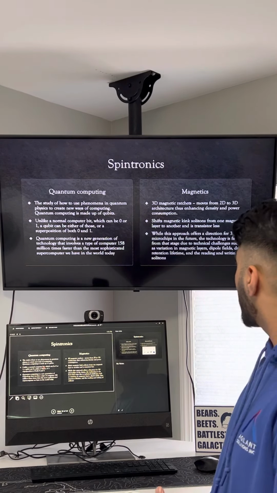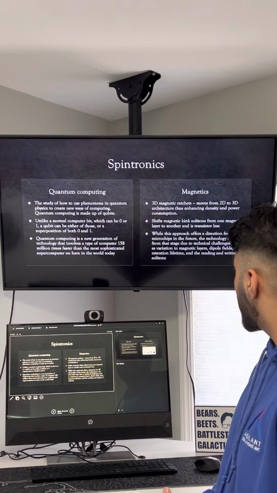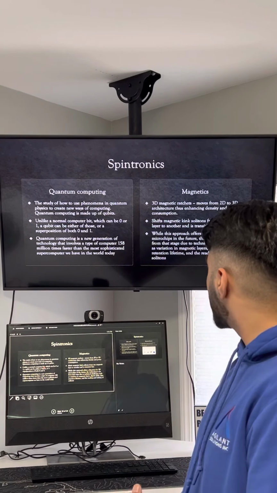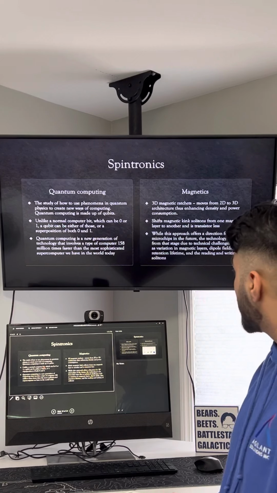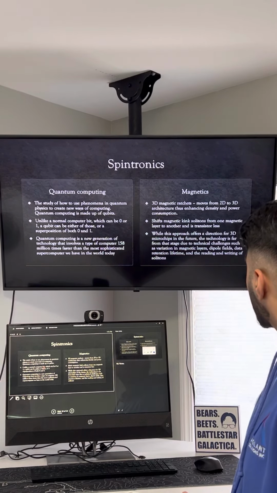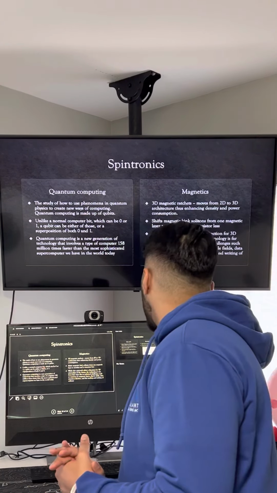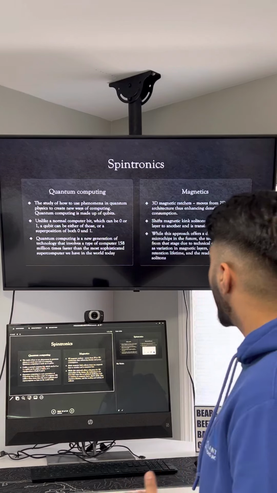Shifts magnetic kinks solution from one magnetic layer to another in a transistor-less design. While this approach offers a direction for 3D microchips in the future, the technology is far from that stage due to technical challenges such as variation in magnetic layers, dipole fields, data retention, lifetime, and reading and writing solutions.